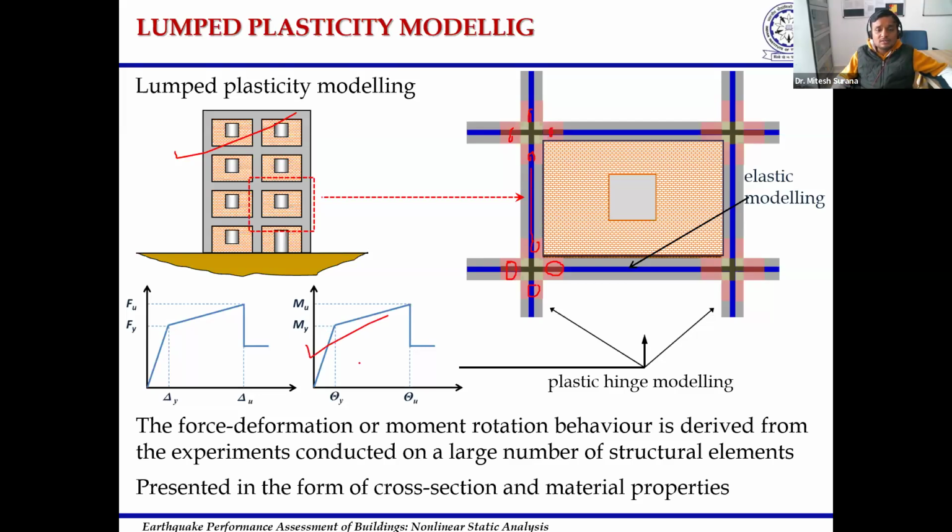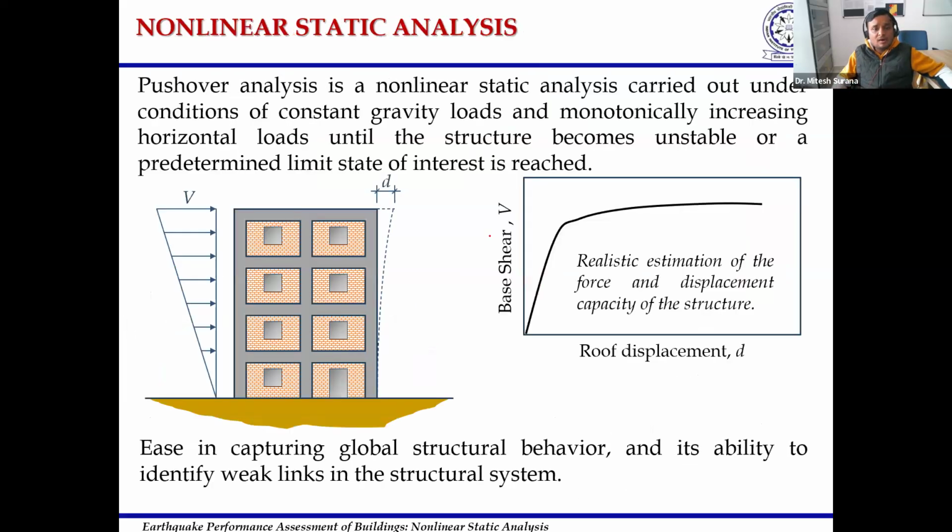So if we know this M theta behavior, and the reinforcement detailing and cross section size of this particular element, then we can develop this M theta curve and assign these plastic hinges at the ends of this structural assembly. Now after assigning these plastic hinges, my objective is to develop the force displacement relationship of a building, because ultimately we need to estimate the force versus displacement relationship for that particular building.